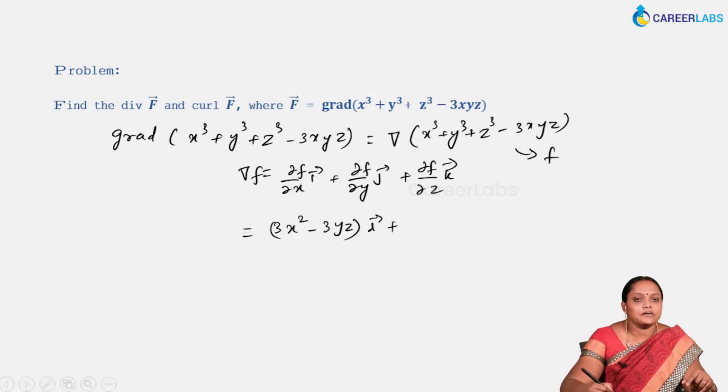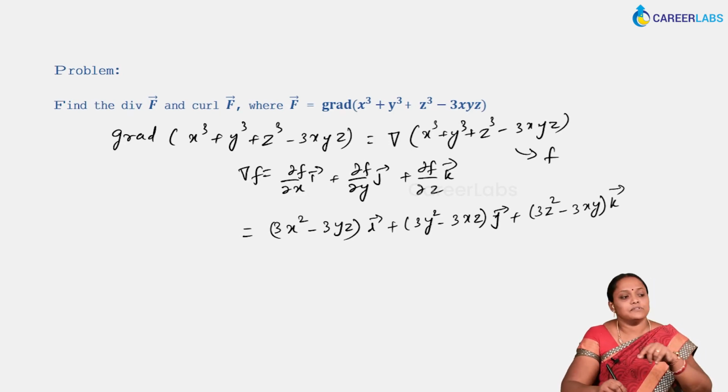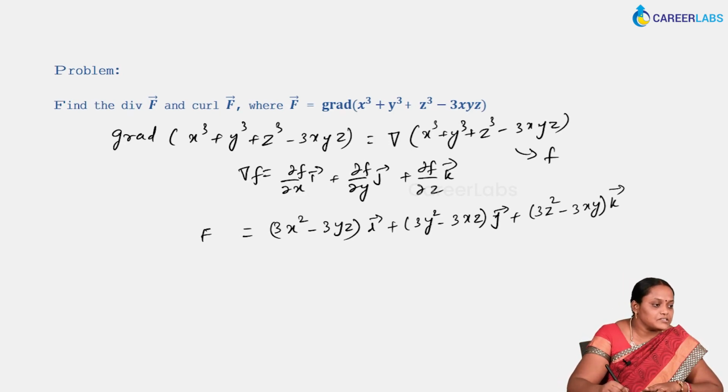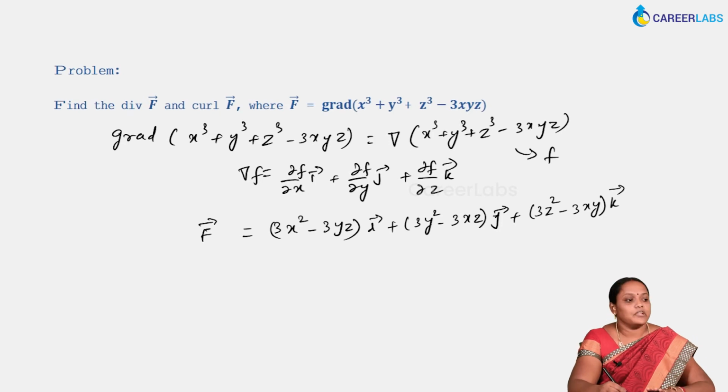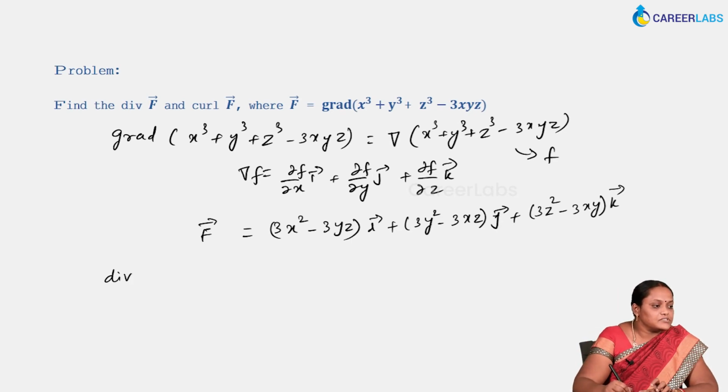When you come to the second term, there is a differentiation with respect to y. So, this will give you 3y square minus 3xz, then plus, here it is j vector, then plus dou f by dou z. So, when you differentiate this with respect to z, it is 3z square minus 3xy into k vector. So, now this is what your f vector is. F vector is nothing but gradient of small f, that is nothing but 3x square minus 3yz i vector and so on. So this is the expression we have got. Now we need to find divergence of F vector.